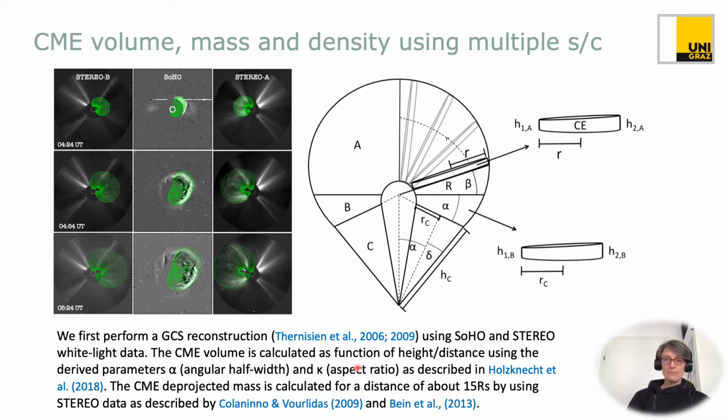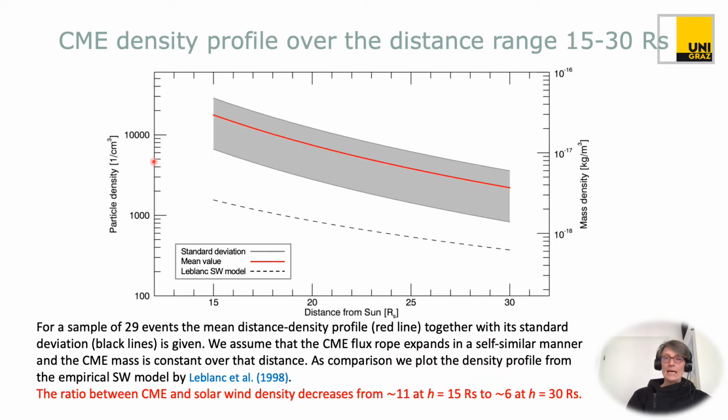To derive the CME mass, we use the total mass, also applying multi-spacecraft information from STEREO. The total mass derivation is described in the papers by Colaninno and Vourlidas and Bein and collaborators. As we now have our volume and mass at about 15 solar radii, we can use the assumption of self-similar expansion and, first of all, constant mass, and get the CME density over distances very close to the Sun, so 15 to 30 solar radii.